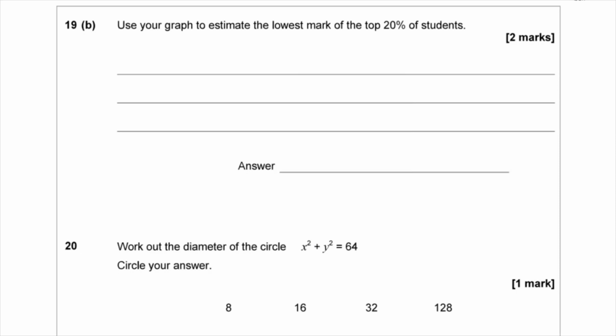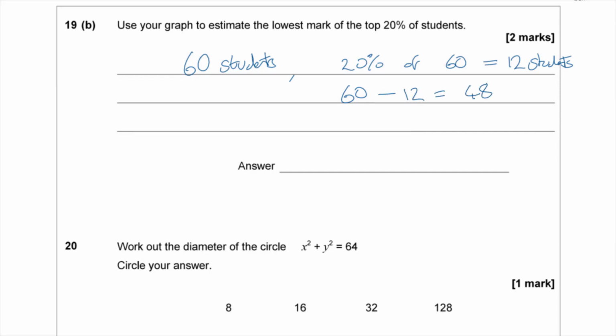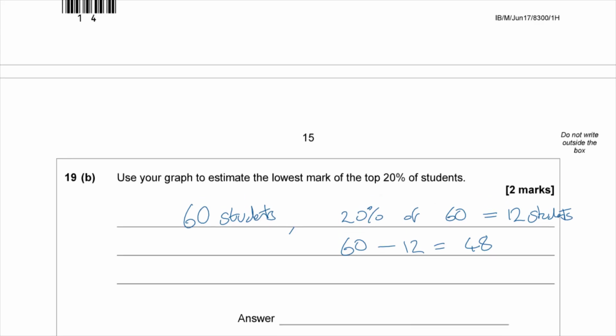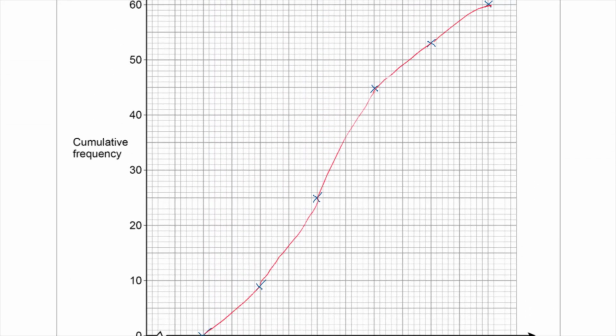Okay. Question 19b asks, use your graph to estimate the lowest mark of the top 20% of students. Now there were 60 students altogether, so the top 20%, well 10% of 60 is 6, so 20% is going to be 12 students. So we're looking for the top 12 students. So on our cumulative frequency, if we're going to have 60 at the top and we take away 12, we get 48. So that is where I need to read across from on my graph. So cumulative frequency of 48.